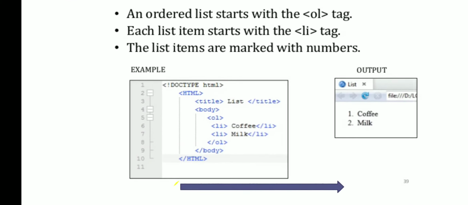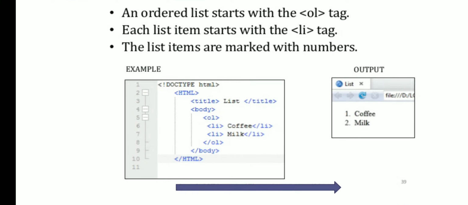In this example you can see the start, we know that it should always begin with the HTML and title, then the main part is the body. In the body, the first tag is OL, the ordered list. In that ordered list, it contains the list items. The first list item is coffee and the second list item is milk. Then close the ordered list, close the body, then close the HTML. For this program the output will be displayed in this format. So here we have used what? Numbers.